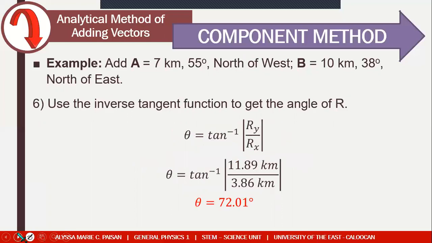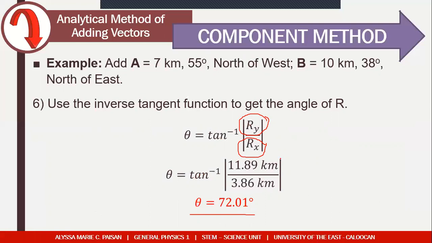Okay? Next, syempre dahil we have the magnitude already, the next step is to get the angle. And again, we're going to use the inverse tangent function to get the angle R. And again, the one that is above is the y component, and then the one that is below is the x component of the resultant. Yung resultant na yung basis mo for the angle. Okay? Substituting, the answer is 72.01 degrees.